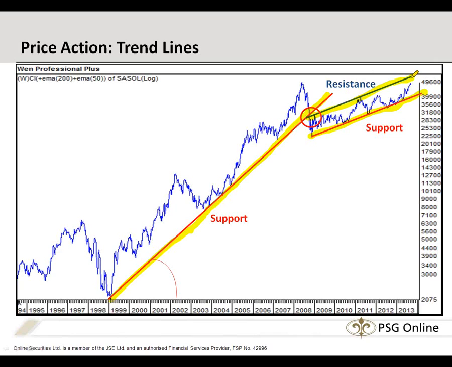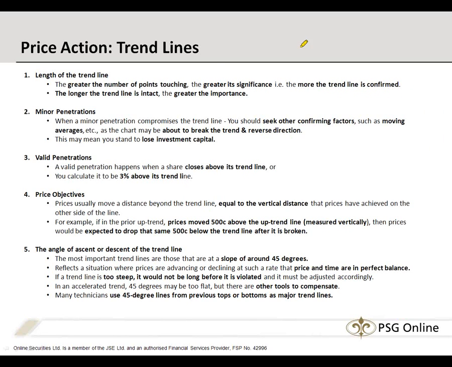There are some rules involved with trend lines, and there are 5 things we're always looking at. First of all, obviously, the length of the trend line. You saw now on a long-term weekly chart, the greater the number of points touching, the greater the importance, as the trend line has been confirmed as supportive of the share price. The longer the trend line is intact, the greater its importance. So that's very, very important.